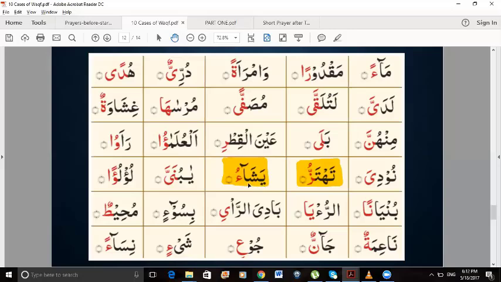Ya sha. Excellent. Try and hold this sound and this sha sound for around 3 to 5 seconds, okay? Because this is a madda, so around 3 seconds at least. Yasha'u. Ya sha. Excellent, well done.